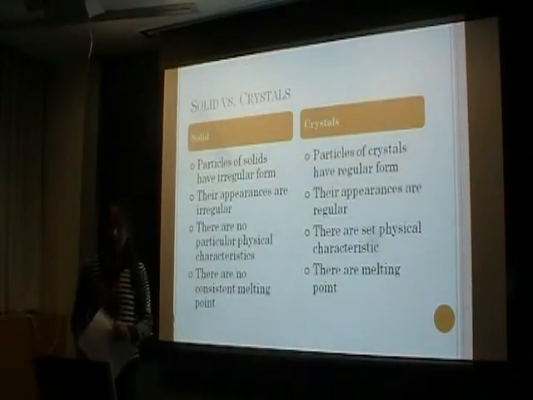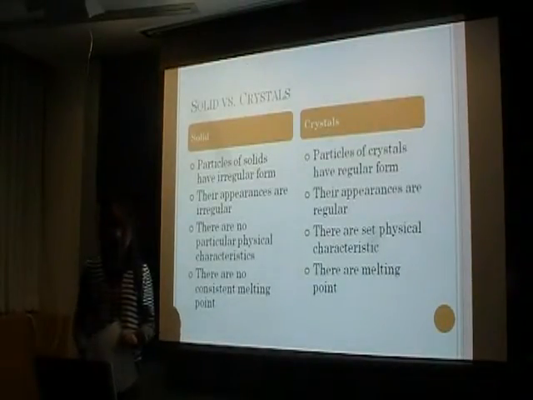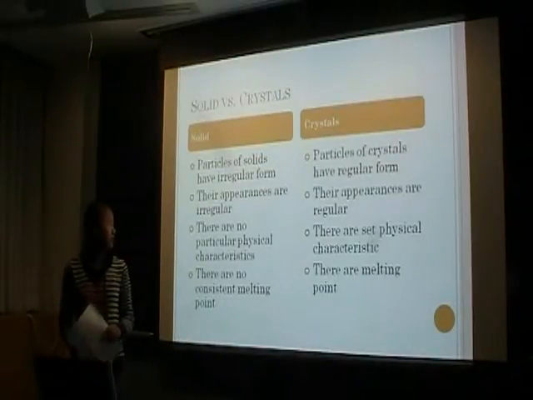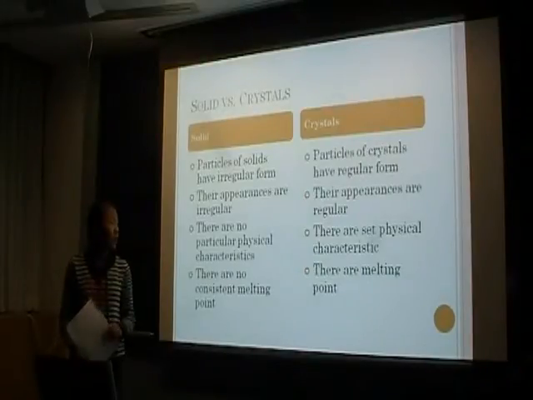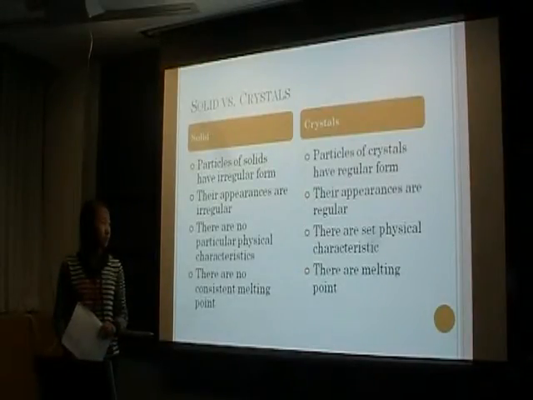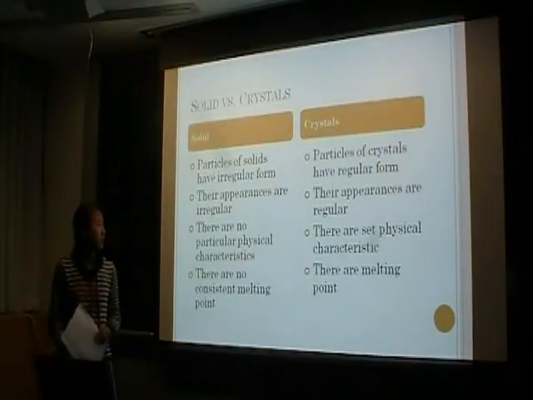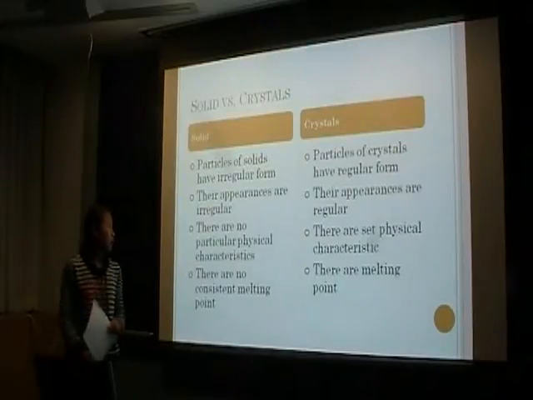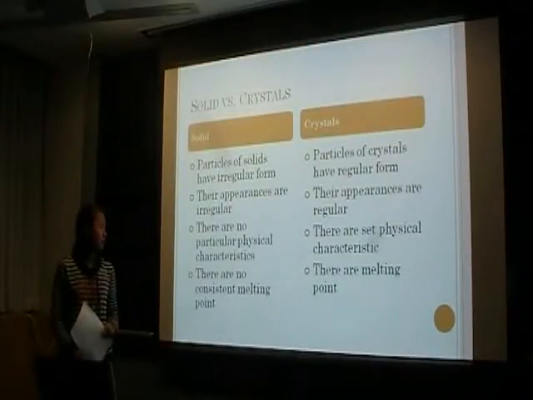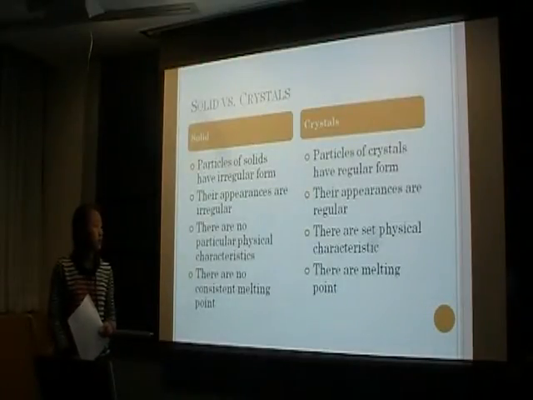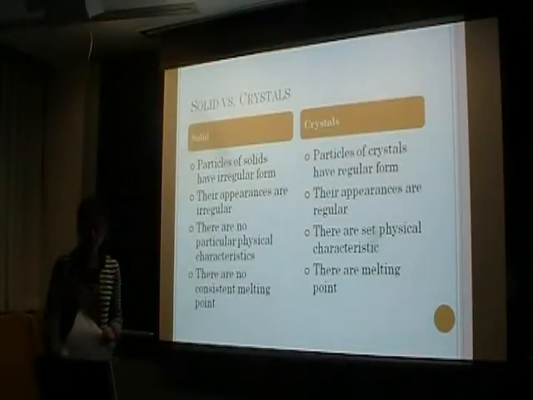And now I will talk about the difference between solids and crystals. First, particles of solids have a regular form, but particles of crystals have regular form. And solids' appearances are regular, but crystals' appearances are regular. And there are no particular physical characteristics like a melting point in solids, but crystals have physical characteristics like a melting point.